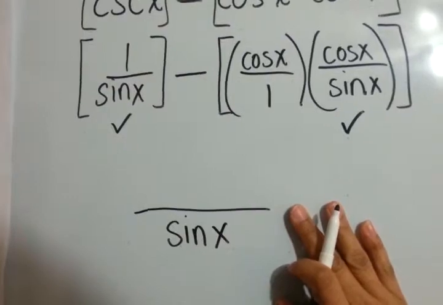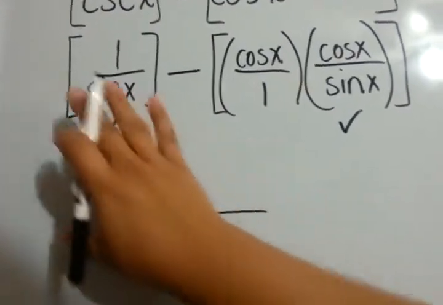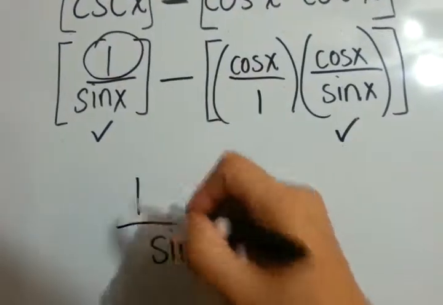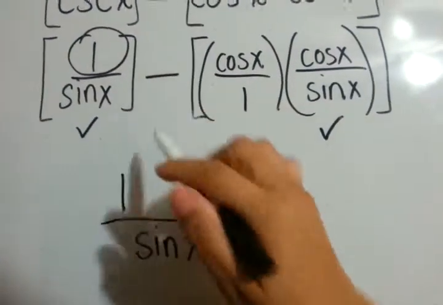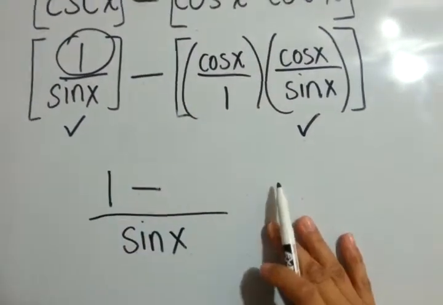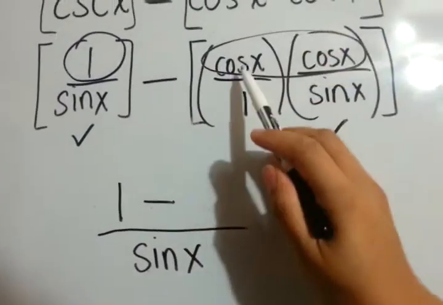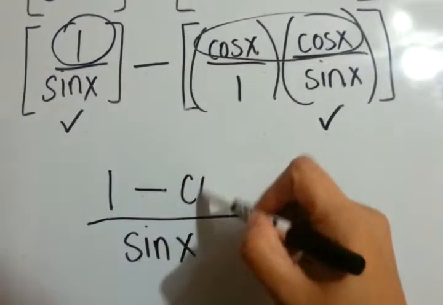And what is your numerator? Well, you start with the first term. The numerator of the first term is 1, so you write 1. You have a minus sign in between, so you write minus. And what is the numerator of the second fraction? Well, it's cosine times cosine, so it's cosine squared x.